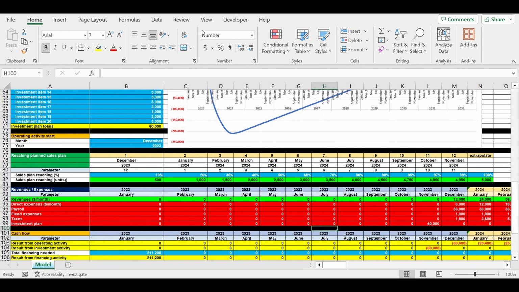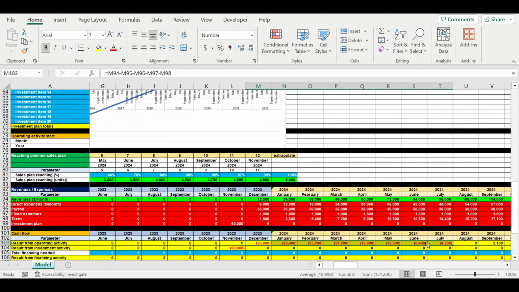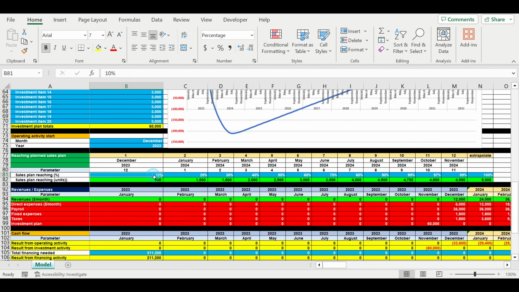These percentage inputs are very important because they affect the amount of money you need to start the business. If you will be reaching the target revenues at a low speed, this will create operating losses in the result from operating activity line. Here they are. If we change these percentage values, the amount of operating losses will change, and this will affect total financing needed for the start of your business project.